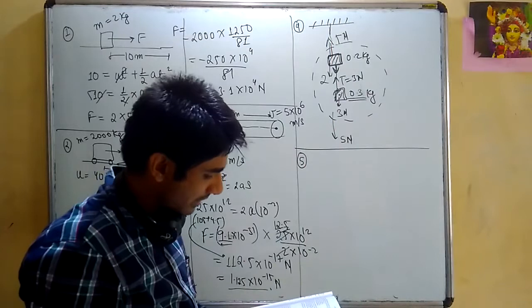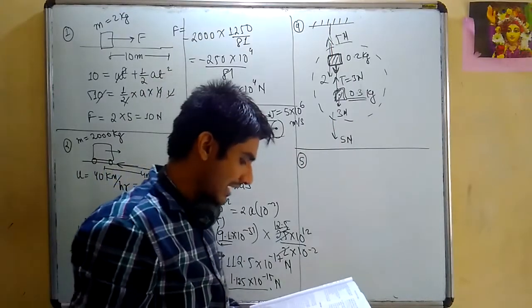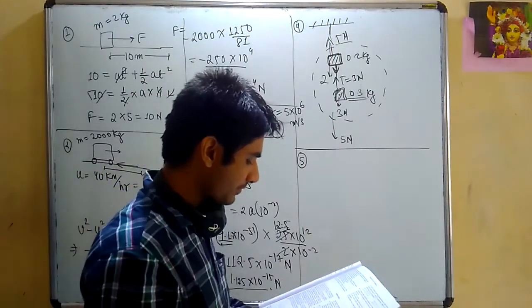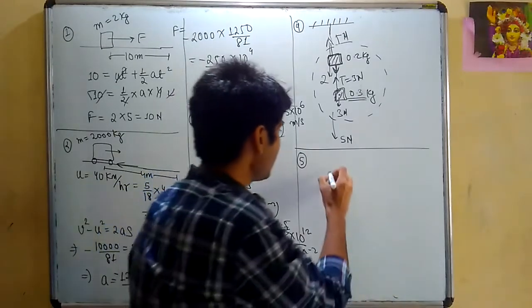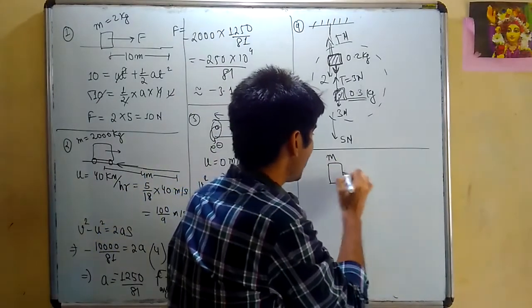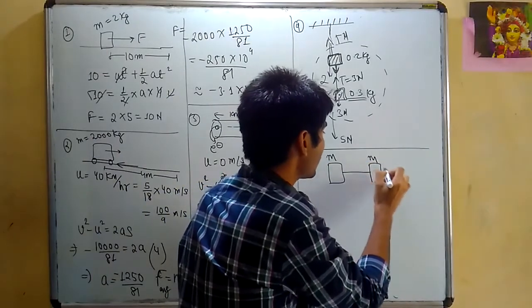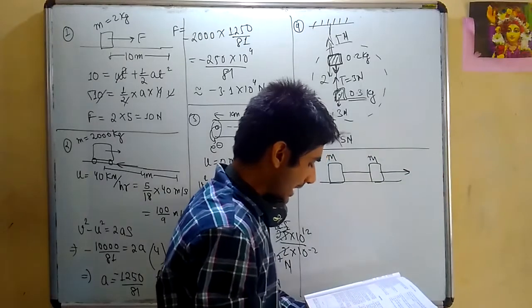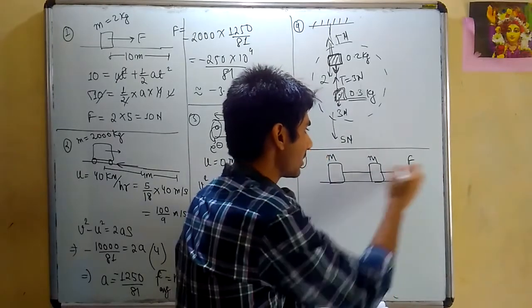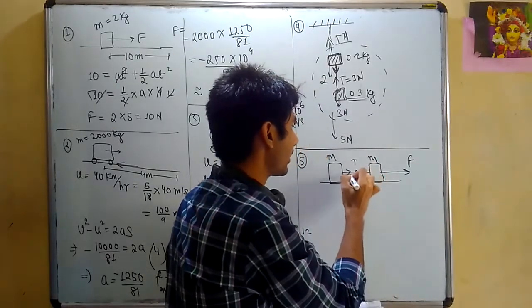Let us come to question number 5. Two blocks of equal mass m are tied through a light string. One of the blocks is pulled along the line joining them by a constant force F. Find the tension between the blocks. So I have to find the tension at this point.